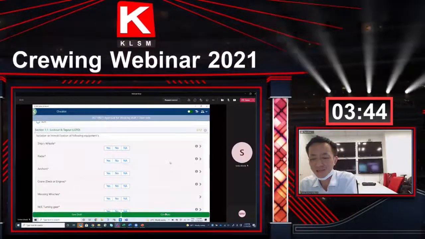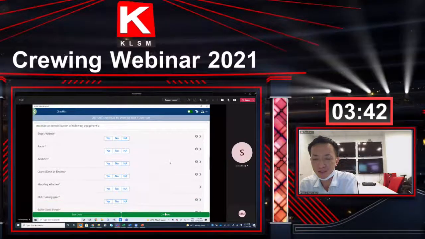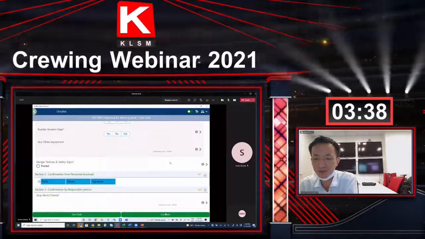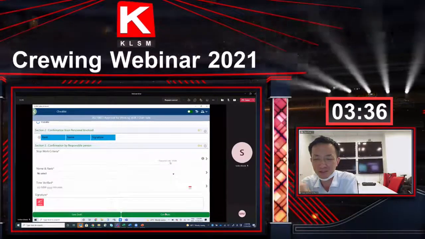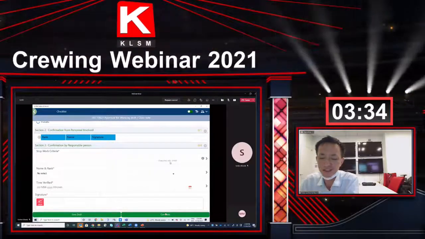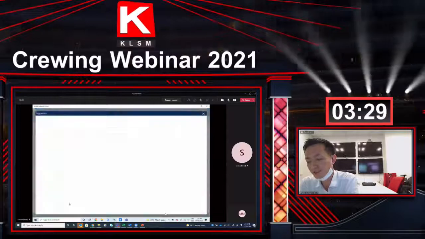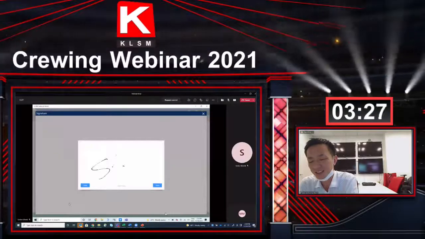This goes from top to bottom, just one way, to check all the activities or items you need to confirm. In the end, you can put your signature if everything is in good order, like this.